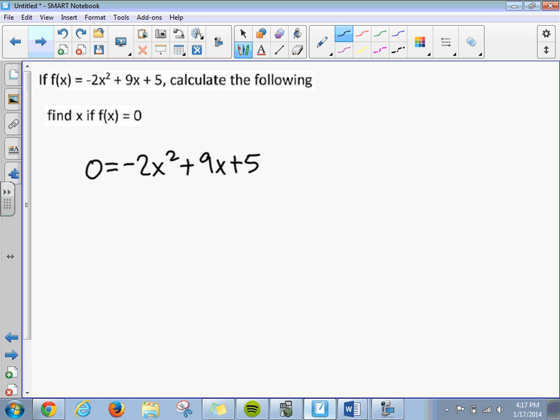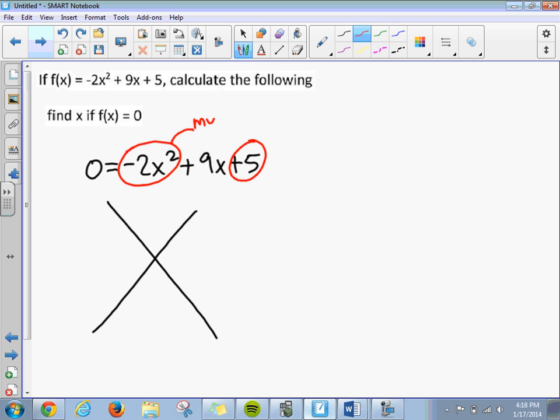So what we're interested in doing here is factoring. Yay, factoring. So we go to our X-box method. We'll have our x. What we're going to do is take our first term and our last term, and multiply these to put it in the top. And so when I multiply this, I'll get a negative 10x squared.